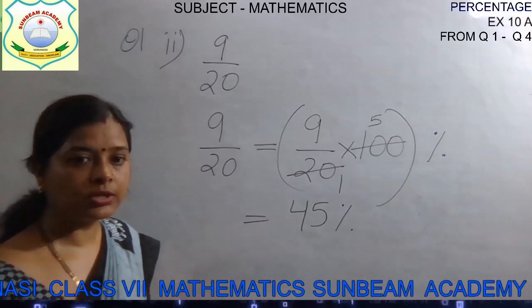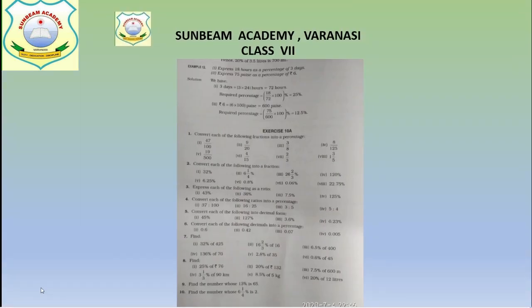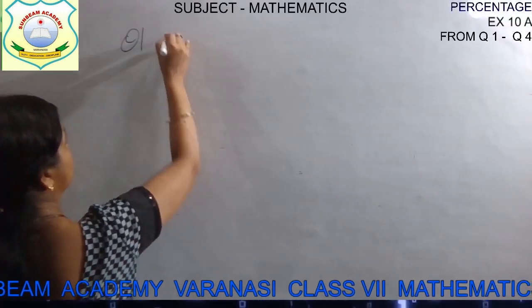Now let's see the next question. Question number 4, 8 by 125. Come on, write it down in your notebook. I am erasing my board, and I am also writing it. Question number 1, fourth part, 8 by 125.